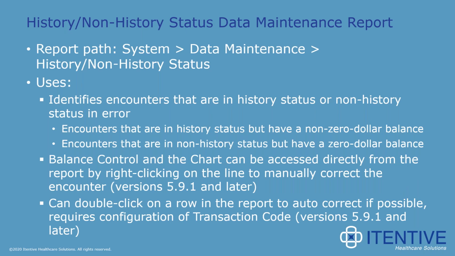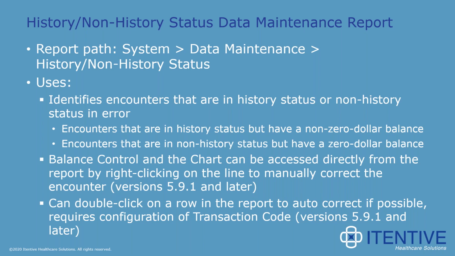The next system report that we're going to look at is the history, non-history status report. Before we get into the details of how this report looks, I did just want to point out that in versions prior to 591.841, these are actually two separate reports. You can still run them individually and go through the steps we're going to talk about. The main difference is you can't autocorrect errors in those previous versions, so you just have to manually correct them. And usually that happens in balance control.